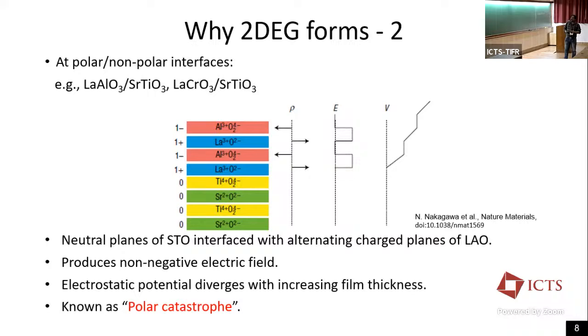And this increasing of the electrostatic potential, or the divergence of the electrostatic potential with the film thickness, is known as the polar catastrophe. And this polar catastrophe happens because of the polarization discontinuity of these two materials at the interface. And this polar catastrophe makes the system unstable. But the system has to be stable.